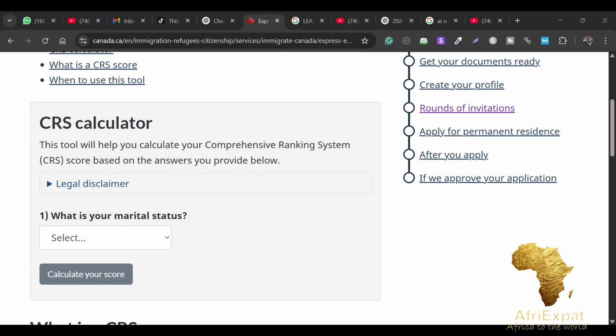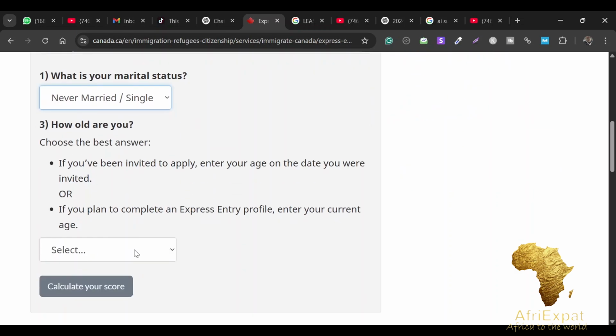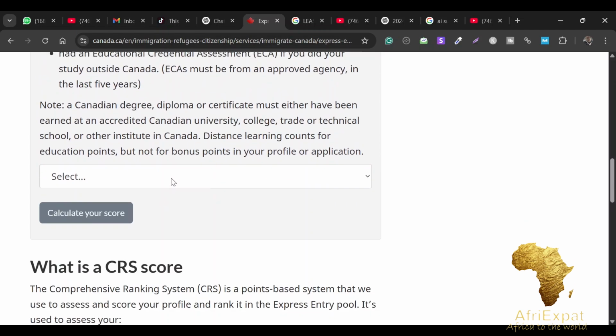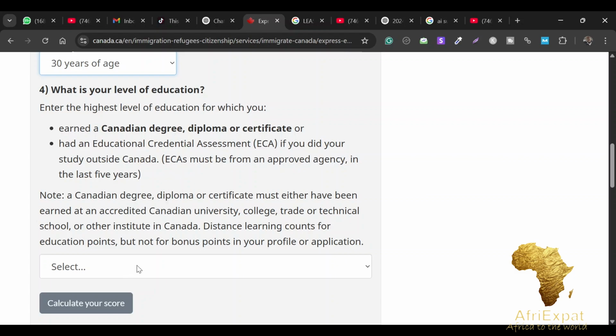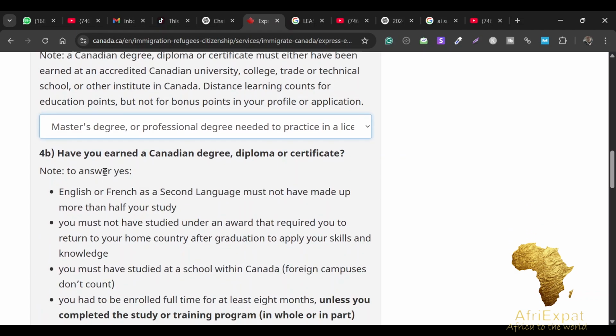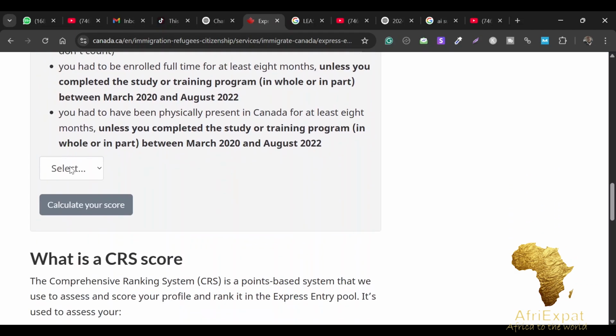So, assuming this individual is 30 years old and single. Okay, so the marital status is single. How old are you? Their age, they are 30 years of age. Highest level of education, let's say master's. Do they have a Canadian degree? No.